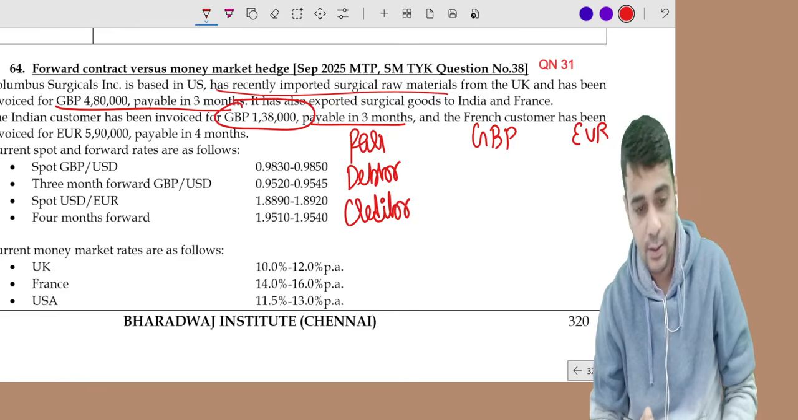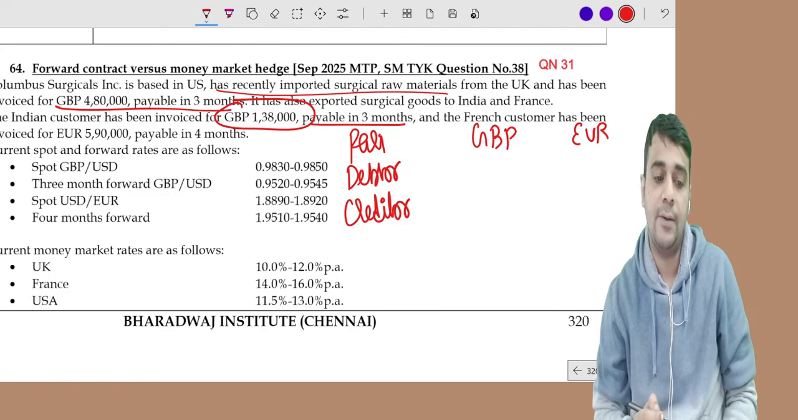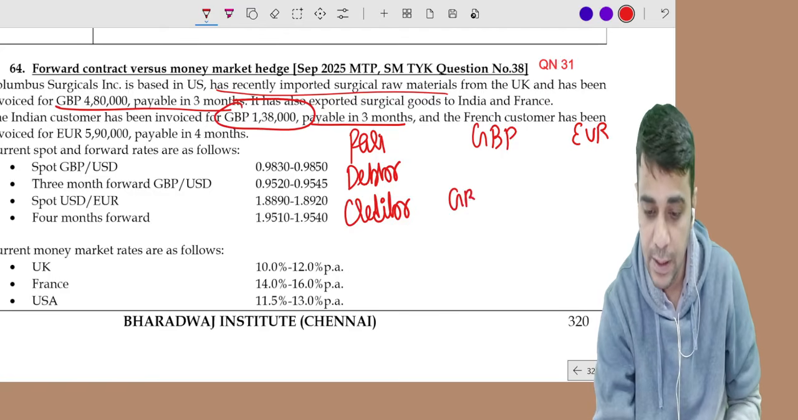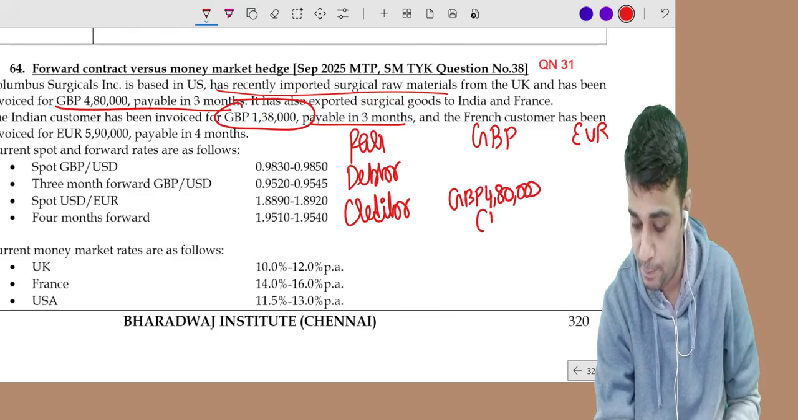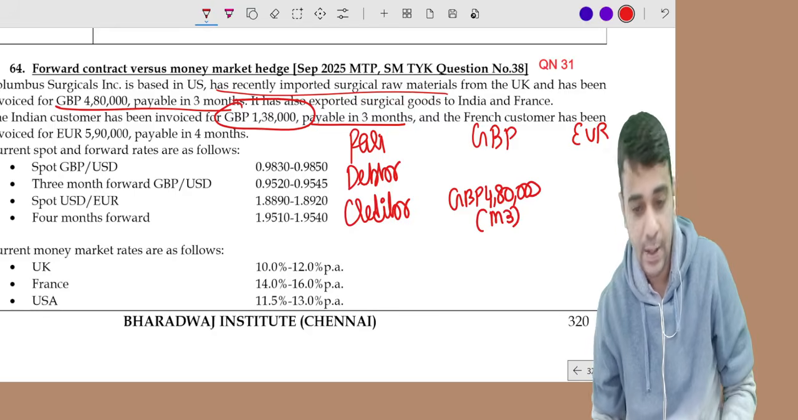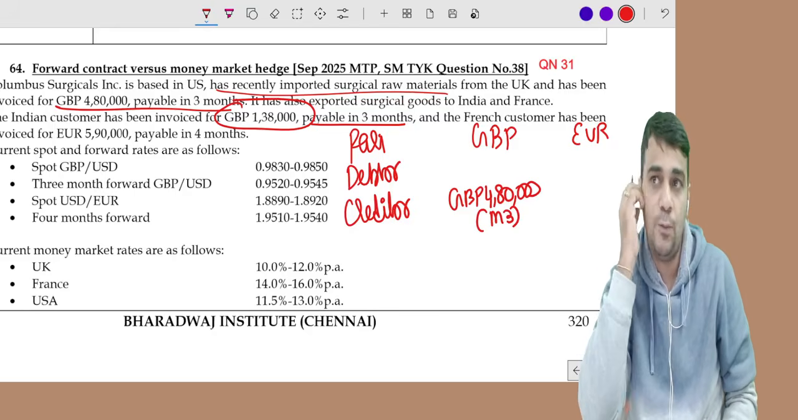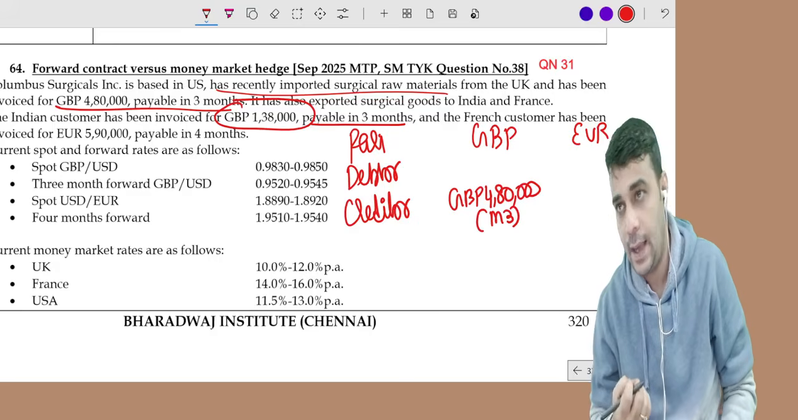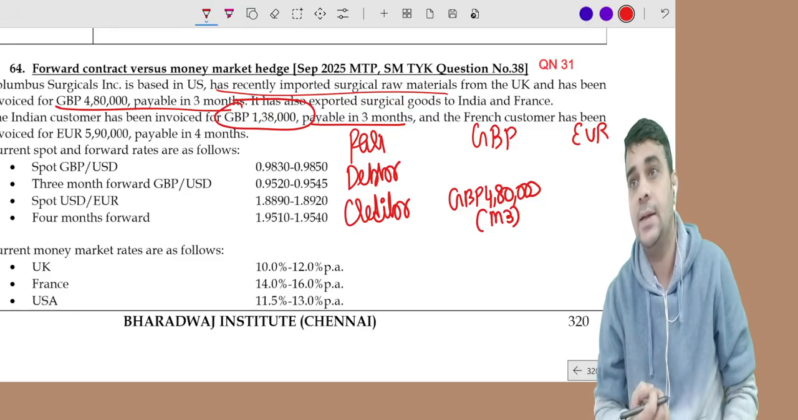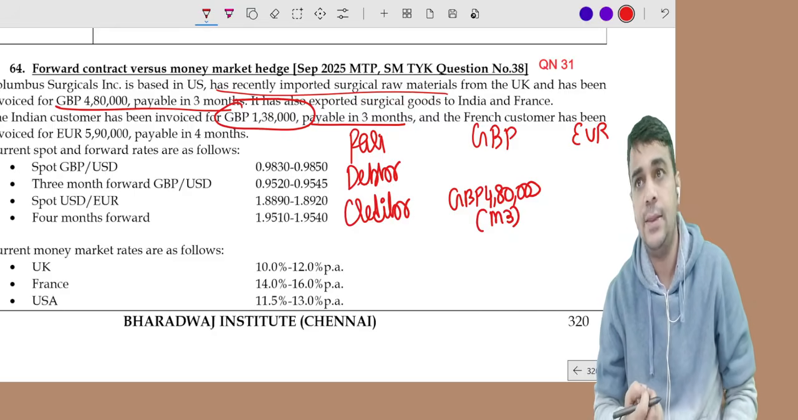Debtor, creditor. First line, is it a debtor or creditor? Creditor, how much? GBP 4,80,000 in month 3 has been invoiced. I have imported goods. GBP 4,80,000 in which month? Month 3.